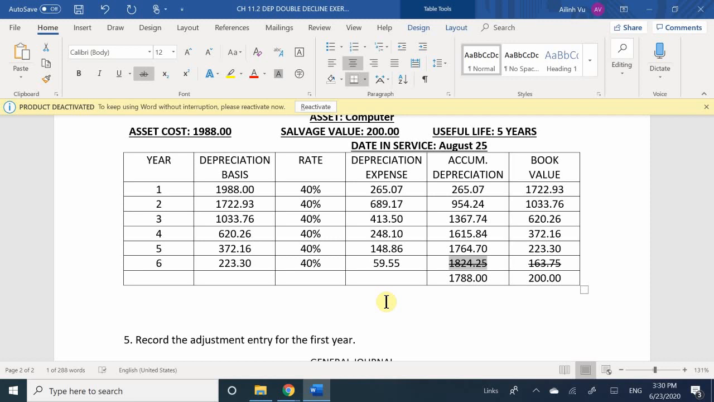Divide the depreciation expense in half. Why would you divide it in half? I don't know, it just sounded good.